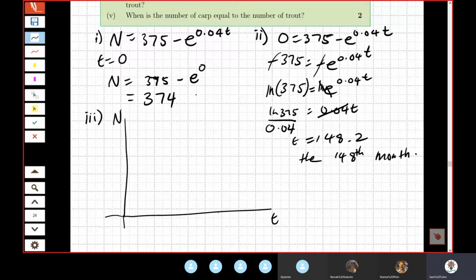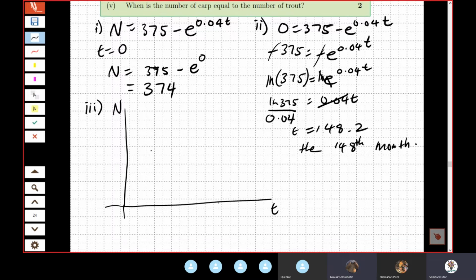Fair enough. e to the power of 0.04t. How would you draw that bit firstly? Just e, forget the negative. Isn't that an exponential? Okay, so that would have been looking like this. But it's negative now. So how would you have drawn a negative one? You would flip it, about x or y? The x-axis. So it'll look like this.